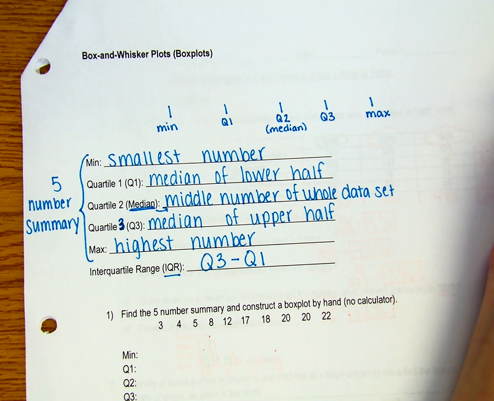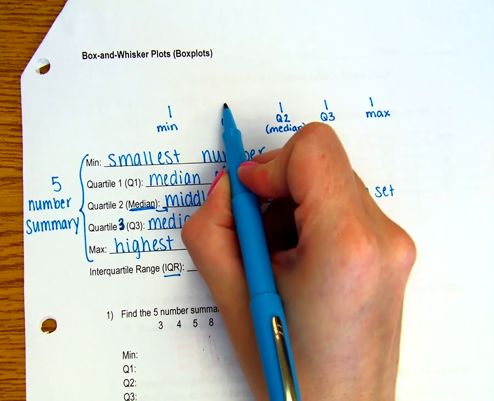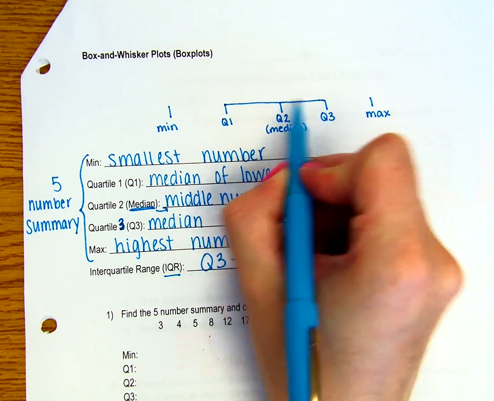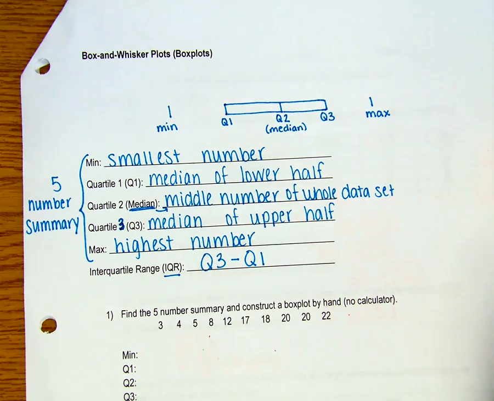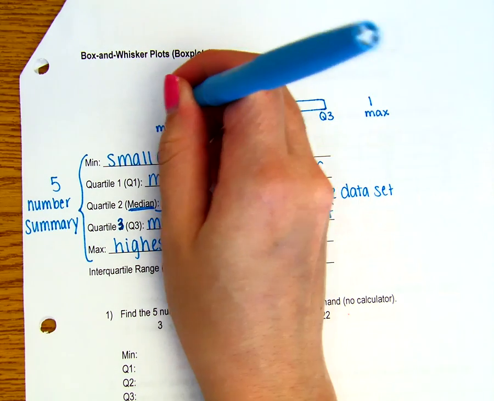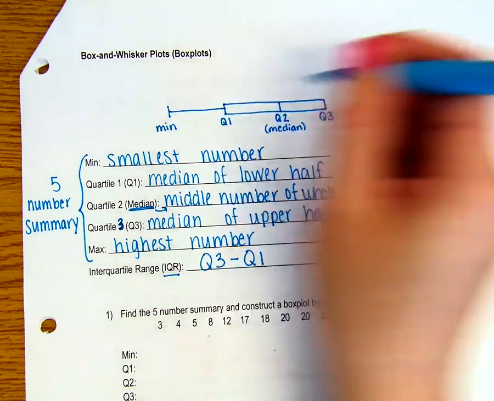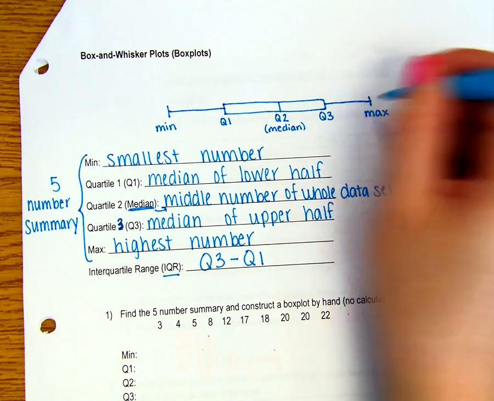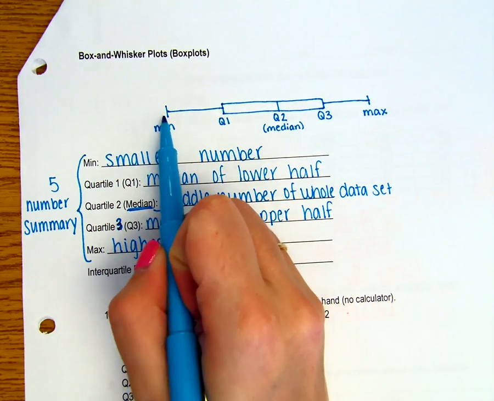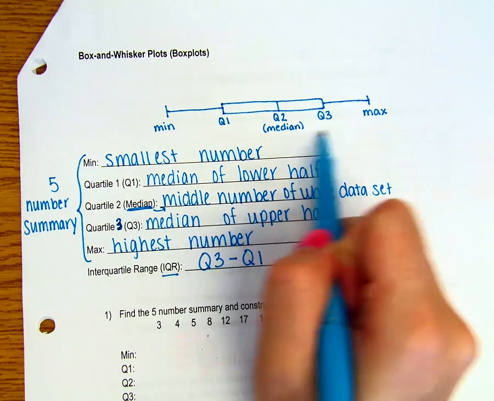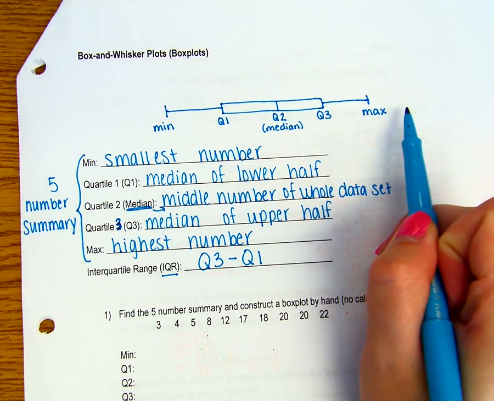Once we have these numbers written in the line, we are going to make a box out of the middle 3. So the middle 3 come together and become a box. And then our min and our max are our whiskers. And so we just connect them with a line. This is what a box and whisker plot looks like. From the min to the max is 100% of the data.